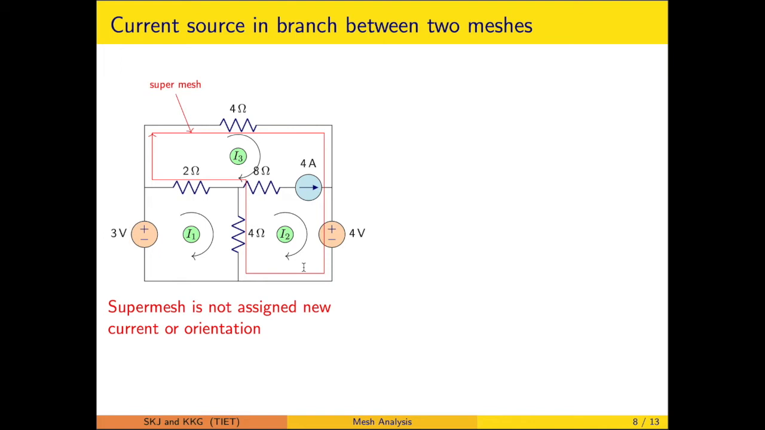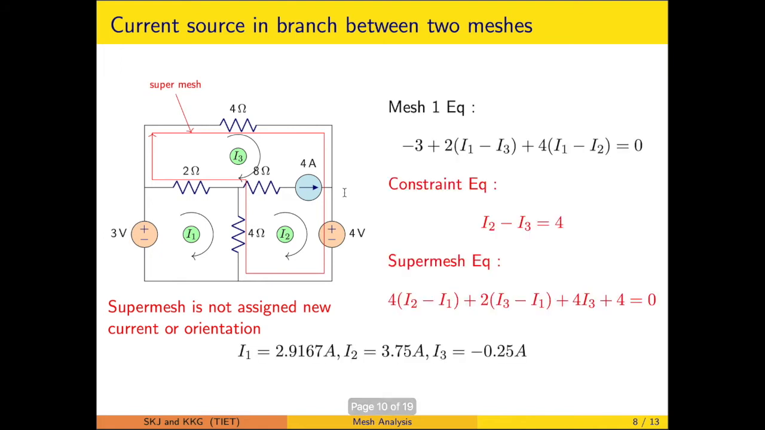and another equation which forms a constraint, or the KCL equation, which in this case is I2 minus I3 equal to 4 ampere. So that constraint is basically the KCL relation. These are the mesh 1 equation as it is, as we have done previously.